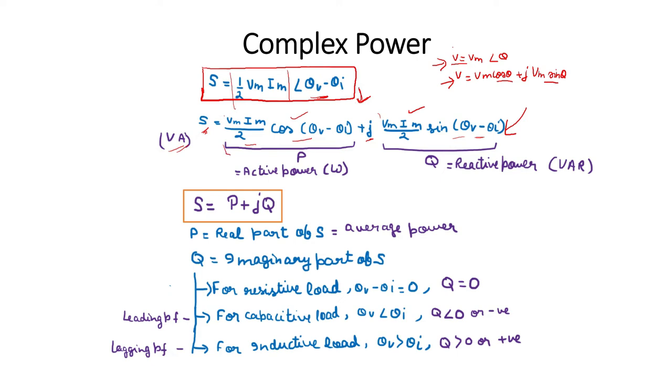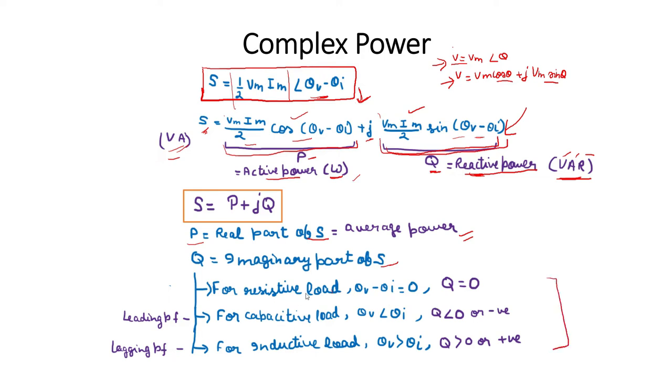Now this real term is known as P, which is called active power, and its unit is watt. And this imaginary term is denoted by Q, and it is known as reactive power. Its unit is not watt, and not volt ampere. Its unit is VAR, which stands for volt ampere reactive, because it is the reactive power. So P is the real part of S, and here we usually take the average power, and Q is the imaginary part of S.